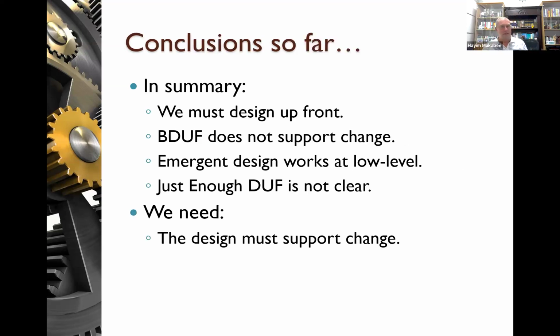So let's make a summary. We know that we must do some design up front. We know that big design up front does not support change. We know that emergent design works only at a low level for small pieces of code. Just enough can be anything. What is just enough is not clear. And what we need for agile methodologies is a design that supports change.